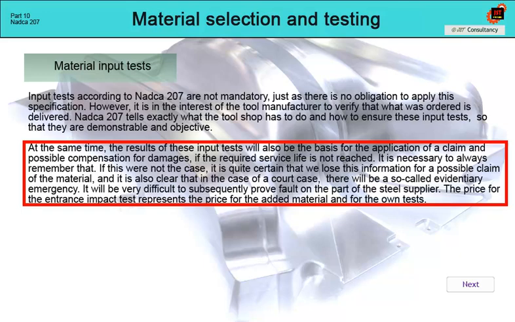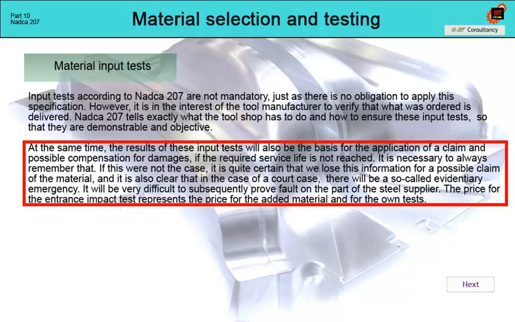If this were not the case, it is quite certain that we lose this information for a possible material claim, and it is also obvious that without these tests, it will be very difficult to prove fault on the part of the steel supplier or foundry. In the event of a possible lawsuit, there will be a so-called evidentiary shortage. The initial state of the steel is not known. The price for the input impact test represents the price for the added material and for the tests themselves.